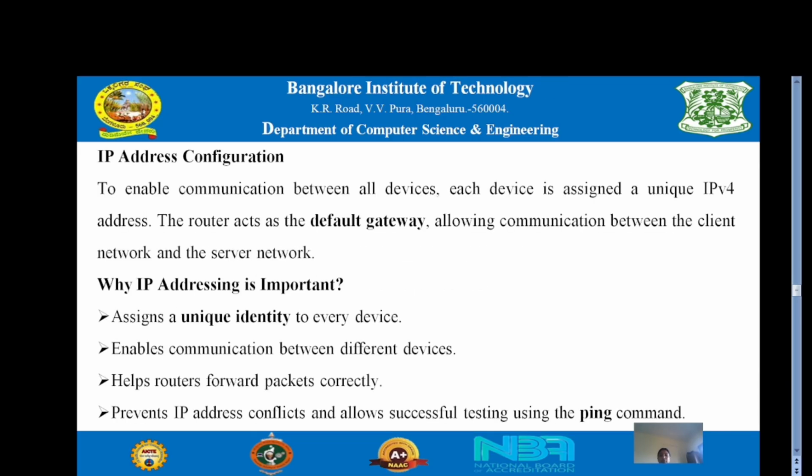Now we continue with IP address configuration. This allows communication between all devices. Each device must have a unique IP address. Here we are using IPv4. The router acts as the default gateway, and proper IP addressing allows successful communication. Without a correct IP address, devices can't exchange packets.